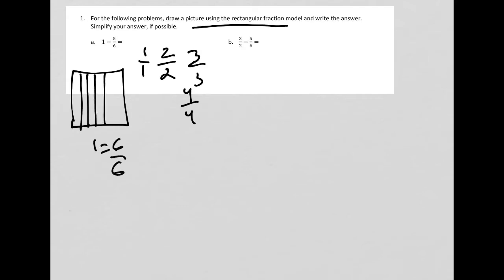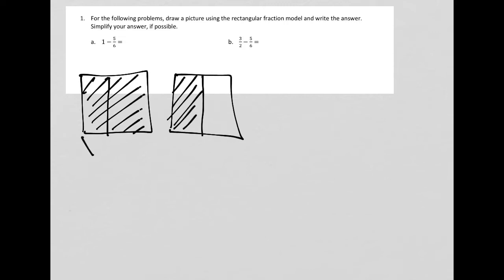1, 2, 3, 4, 5. So if I have one whole and I split it into sixths, and then I'm going to take away 5/6, that means I'm going to take away 1, 2, 3, 4, 5. And I'm left with 1/6 as my remainder. So that's the beauty when you look at 1, is you can rewrite 1 in any infinite ways, and it makes the most sense to rewrite 1 in the way that makes the math the easiest.